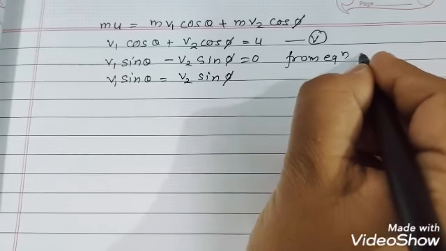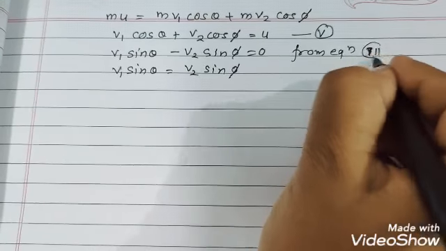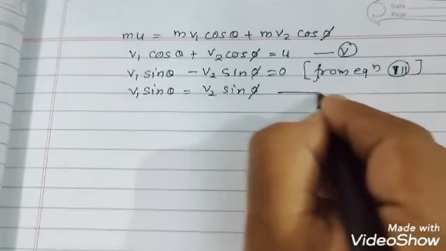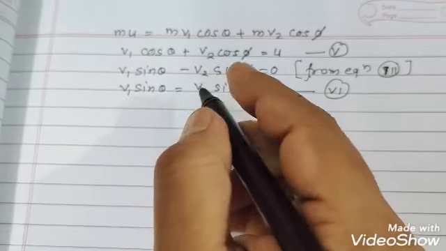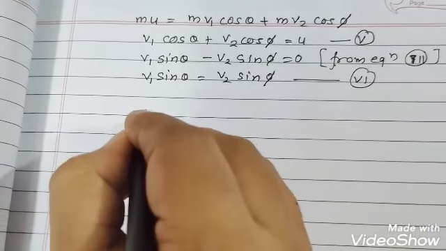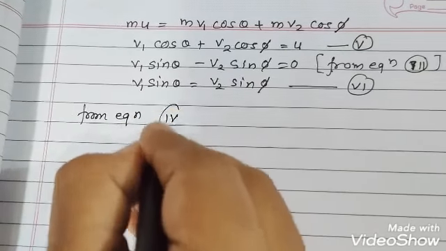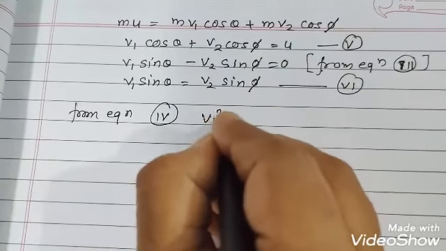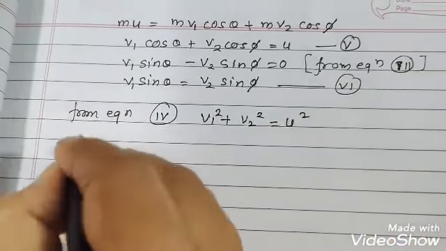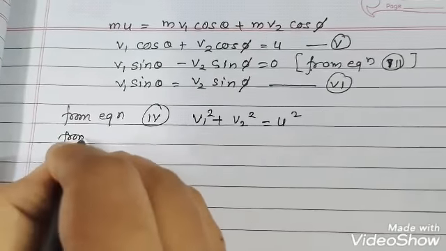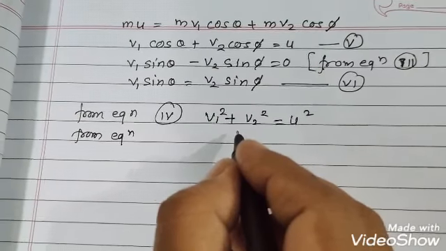From equation 3 we got this relation. Okay, so this is equation 3, and this I am writing as equation 6 now. So what we can see from equation 4, the equation which we have derived, is v1 square plus v2 square equal to u square.